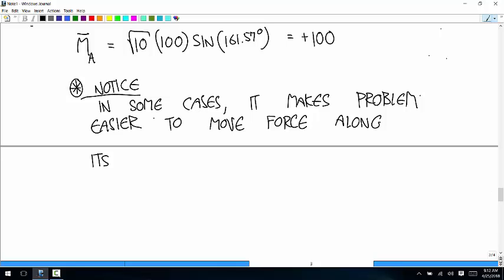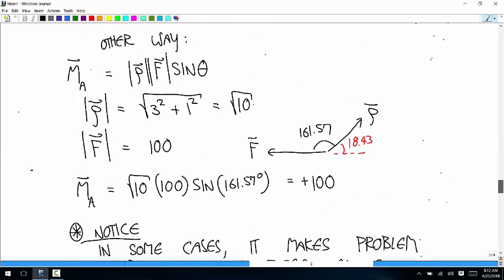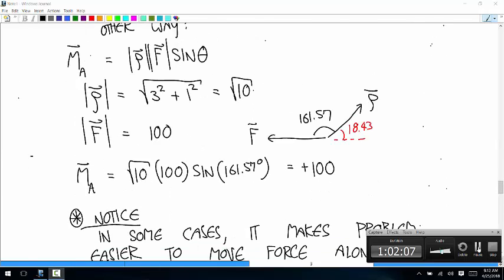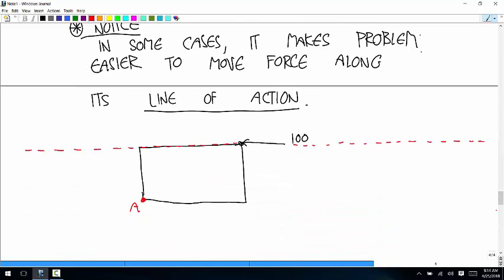Okay, in some cases, it makes the problem easier to move the force along its line of action. So let me show you what that means. It doesn't always help, but a lot of times it helps to move the force along its line of action. So look at what we could have done in this problem.